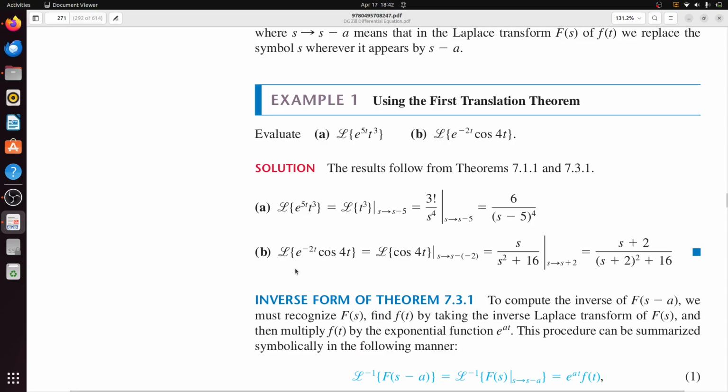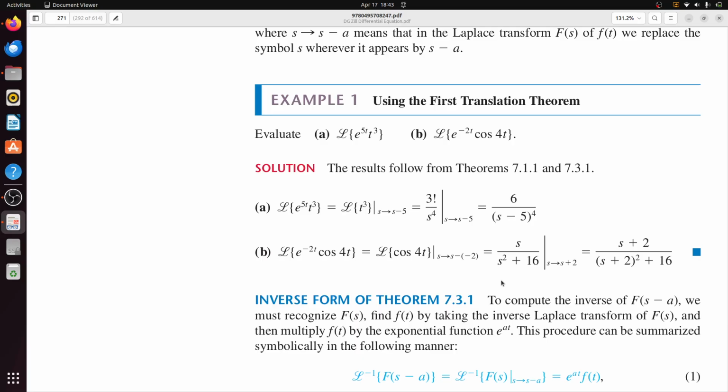Like the Laplace transformation of e to the power minus 2t into cos 4t. Cos 4t is a trigonometric function, and we know the Laplace transformation of cos 4t is s by s square plus 16. Now what you need to do is, instead of s you put s minus minus 2, that implies s plus 2, and (s plus 2) whole square plus 16. So this becomes (s plus 2) by (s plus 2) whole square plus 16.